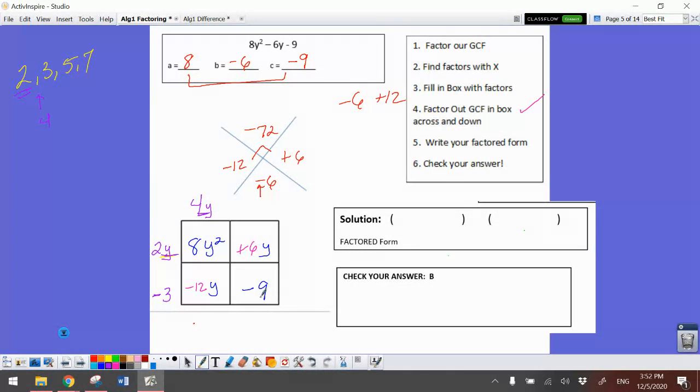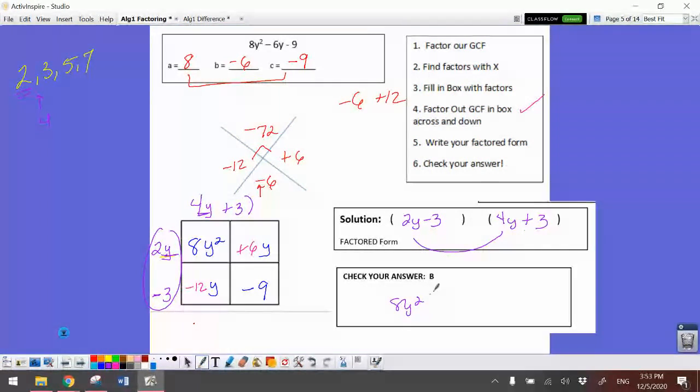Now 6 and negative 9, that's going to be a 3. And since one's positive and one's negative, the sign is going to stay positive. If they're both negative, I have to take the negative out. Have to take the negative out. So my factored form is 2y minus 3, 4y plus 3.